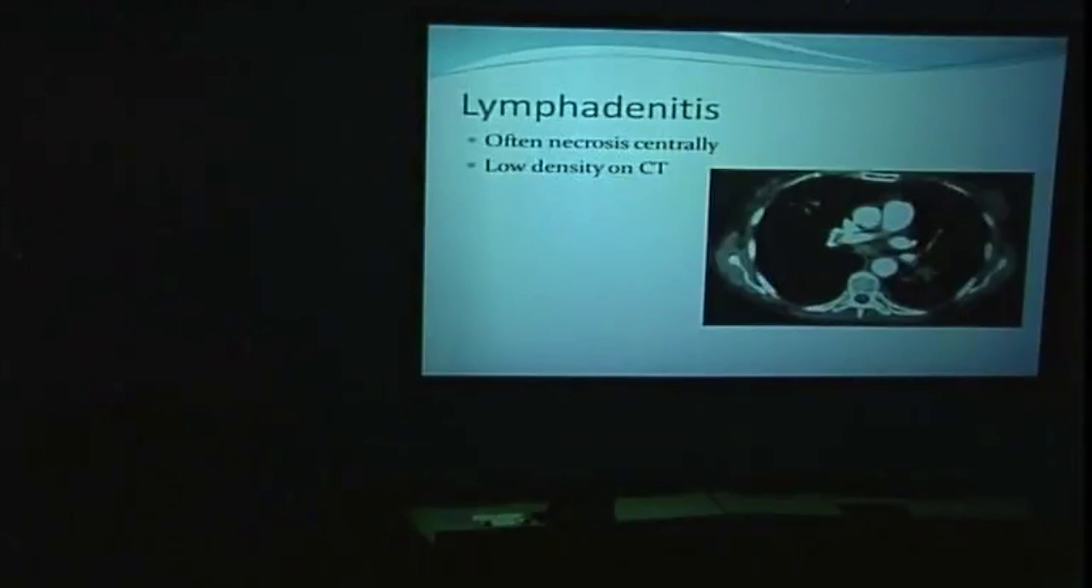Here's another case. You can see the abnormality in the lung. Here in the subcarinal region is an enlarged lymph node with this central necrotic focus. And this turned out to be TB as well.